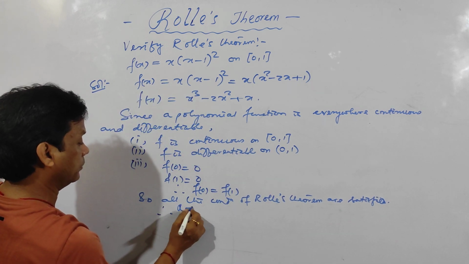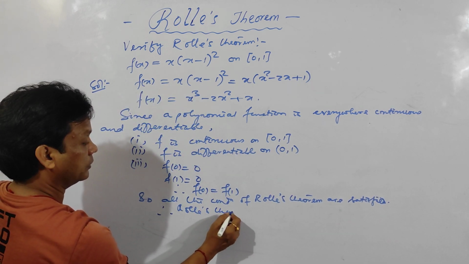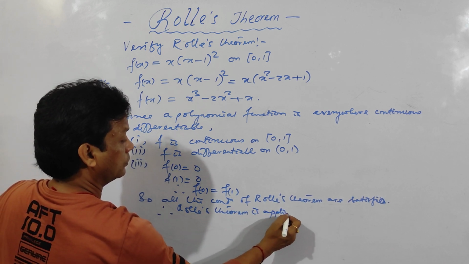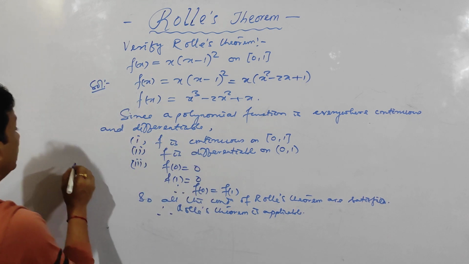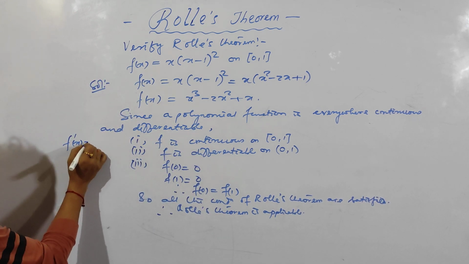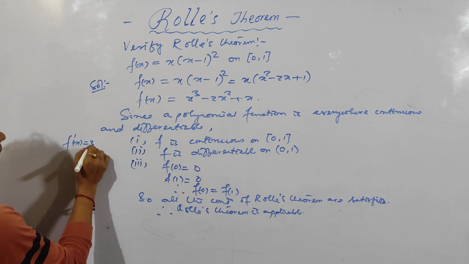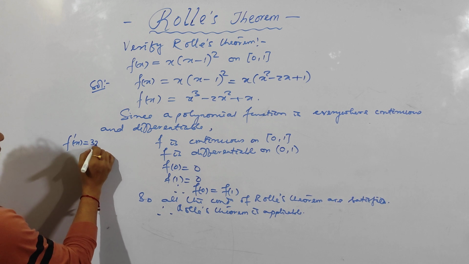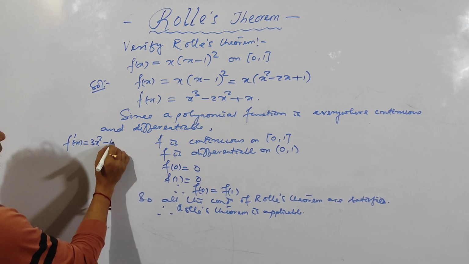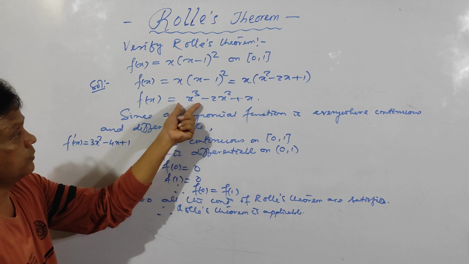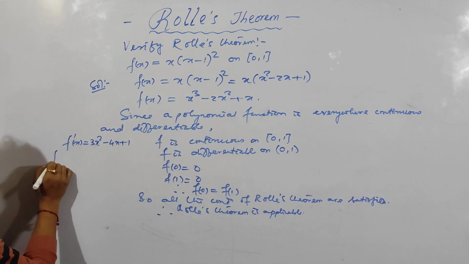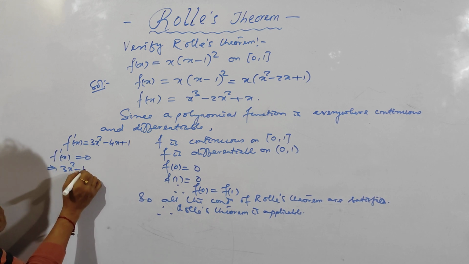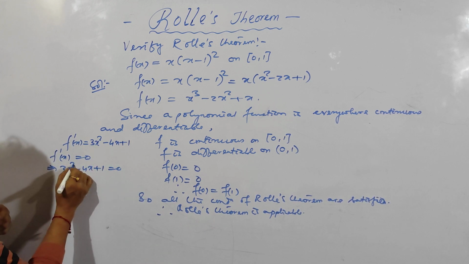Therefore Rolle's theorem is applicable. Clear? Now we should verify it. Now what is f dash x? See here, it is 3x square minus 4x plus 1. Now f dash x equal to 0 implies 3x square minus 4x plus 1 equal to 0.